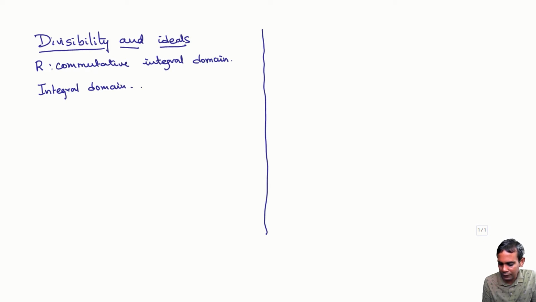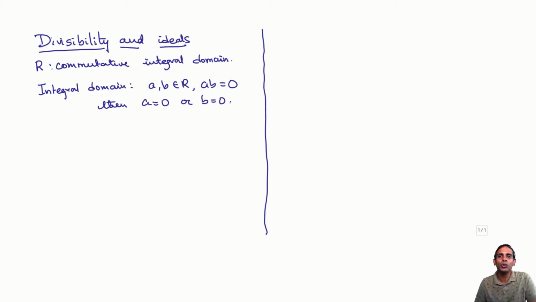It means that if you have two elements a, b in R and ab is equal to 0, then a equals 0 or b equals 0. In other words, you cannot have two non-zero elements of R which multiply to 0. Okay. So one nice thing about integral domains is there is a cancellation law, a multiplicative cancellation law.